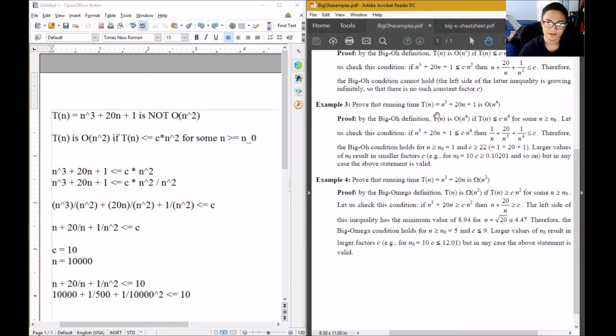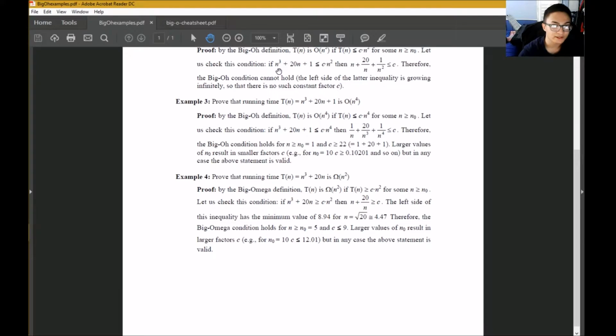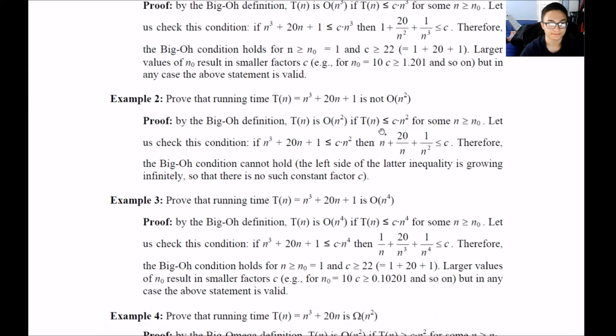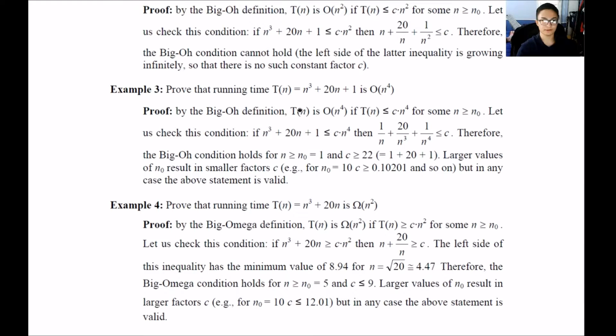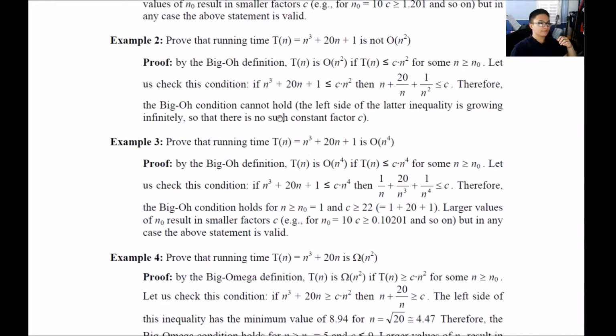Prove that running time t of n is equal to this. We'll just go back to this because I'm pretty sure we can follow now. So prove that running time t of n is equal to n cubed plus 20n, whatever the equation is, is O of n to the 4th. So prove this. So pretty much you're doing the same thing. You're setting the equation less than or equal to c times, and then the big O, for some, and this is just, okay.